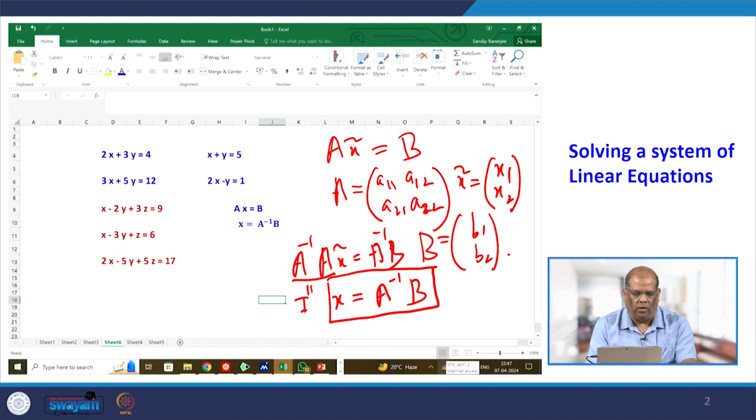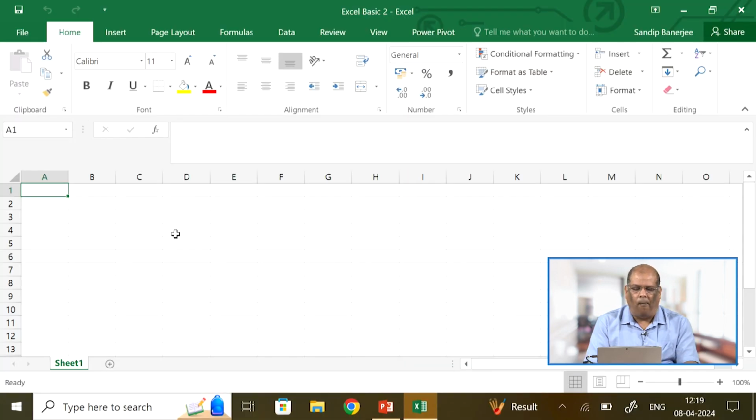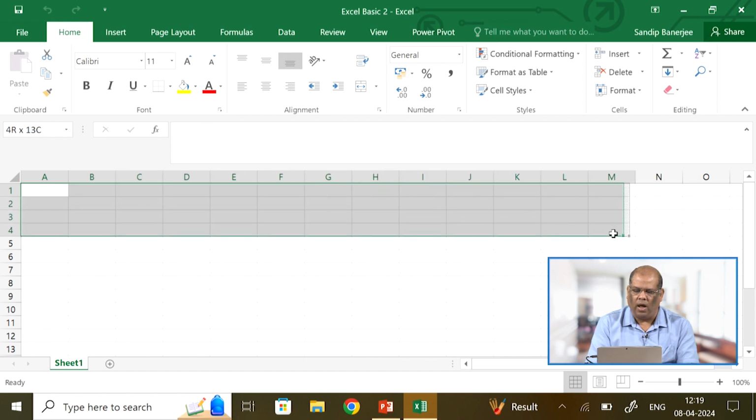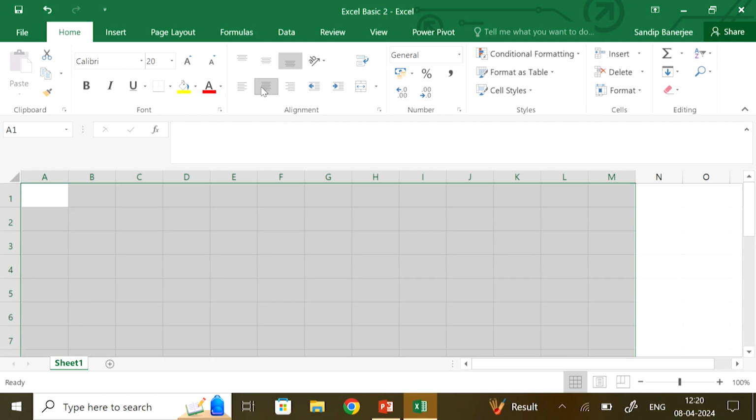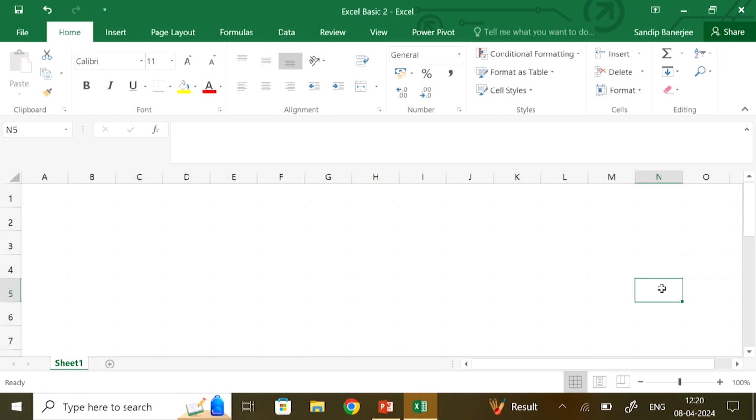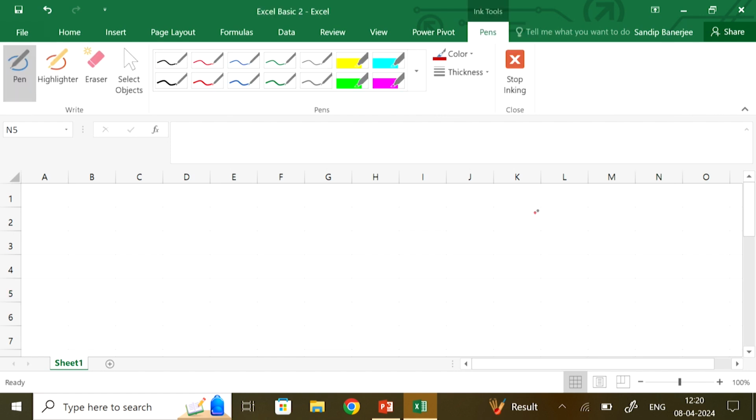So, let us open our Excel sheet, and here I again highlight and make the font size a bit bigger, make it 20 and justified. The first equation which we will be solving is 2x plus 3y equal to 4 and 3x plus 5y equal to 12.